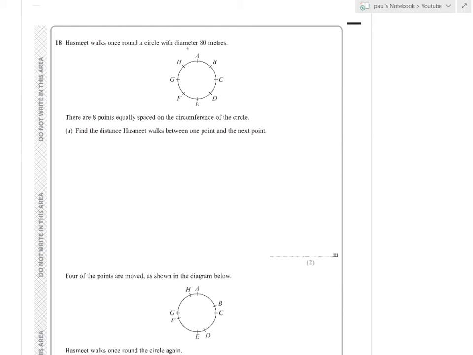Hammer walks round a circle with a diameter of 80 meters. There are 8 points equally spaced on the circumference. Find the distance Hammer walks between one point and the next. So the circumference equals pi d, which equals pi times 80. Right? So pi times 80 equals 251.33, I'll call it, meters.